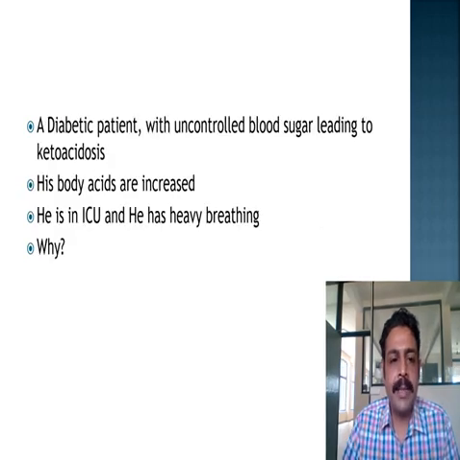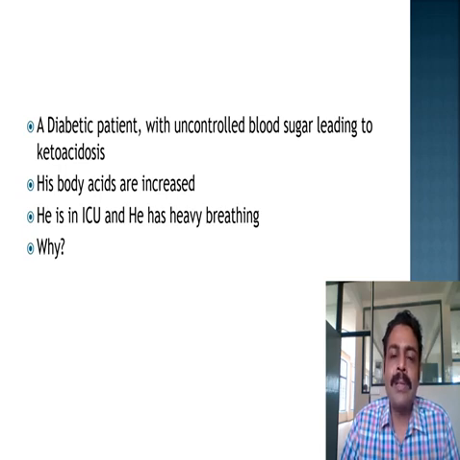So read this case history. A diabetic patient with uncontrolled blood sugar leading to ketoacidosis. His body acids are increased. He is in ICU and he has heavy breathing. We commonly encounter this uncontrolled diabetes mellitus. Patients will be bored of taking medicines or insulin. So they have very high blood sugar levels.